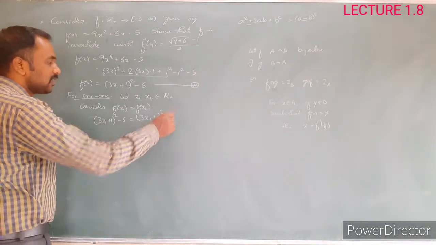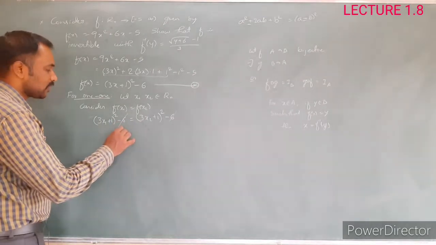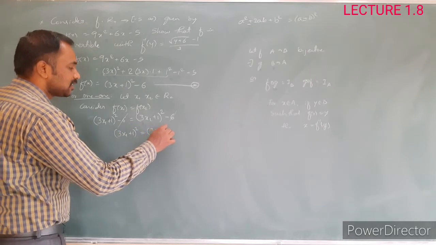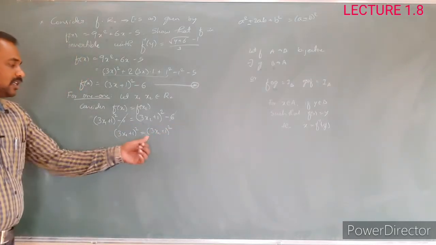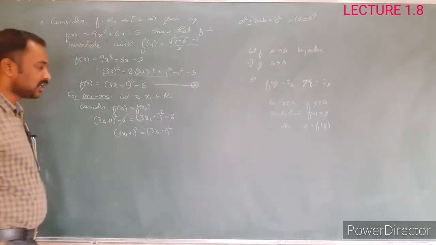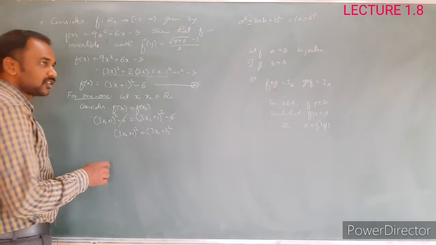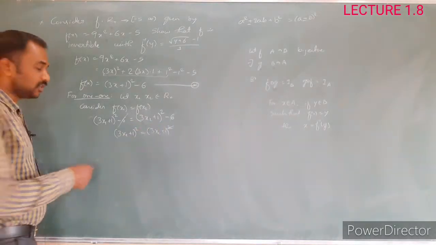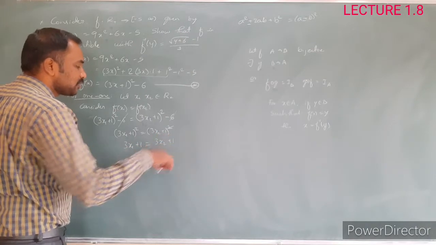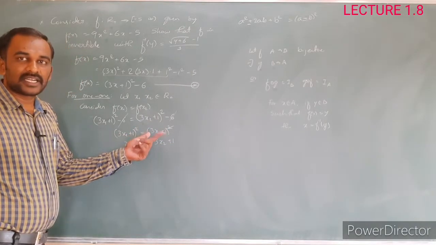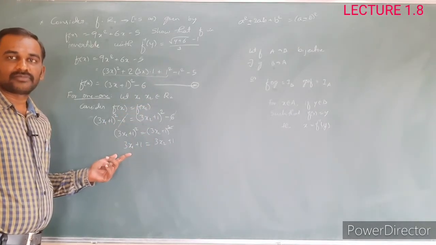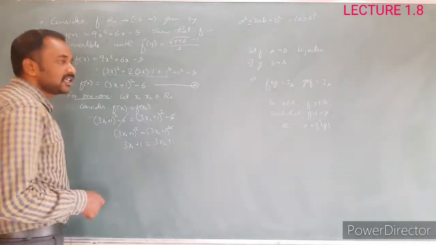Now simplify. Here minus 6 gets cancelled. What is left? (3x1 plus 1) whole square on the left-hand side and (3x2 plus 1) whole square on the right-hand side. Here the variables are x1 and x2. What are x1 and x2? They are positive real numbers. The square root of a positive real number is again positive, so it is sufficient to cancel the square. What happens? 3x1 plus 1 equals 3x2 plus 1. Why can I directly cancel? Because x1 and x2 are positive real numbers, and obviously the square root of a positive real number is positive. That's why I wrote it directly.